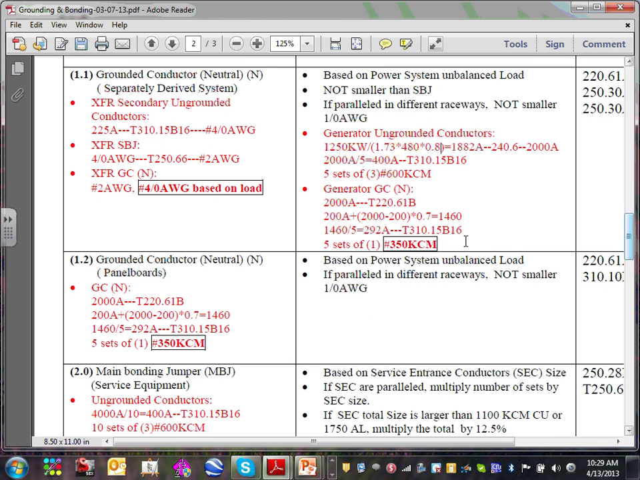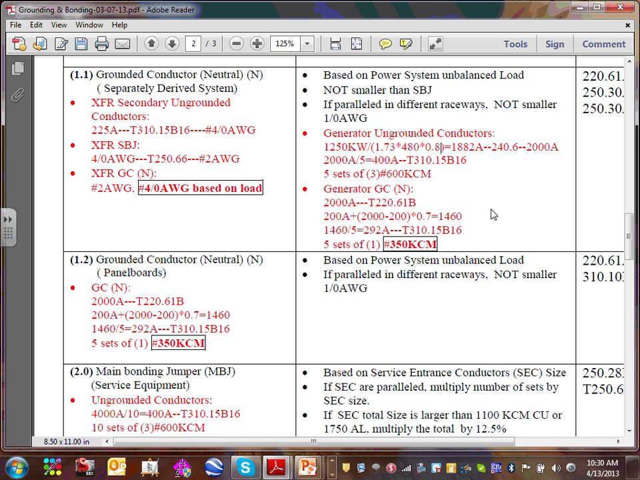Then to size a neutral, I applied my rule, since I don't have a full neutral for these. I just applied the rule of 220.61(B), guys, to get you a lesser-size neutral: 0.7 for anything higher than 200, and came up with 350 kcmil. So I'm pulling 3 conductors of 600 kcmil and 1 conductor of 350 with this generator.